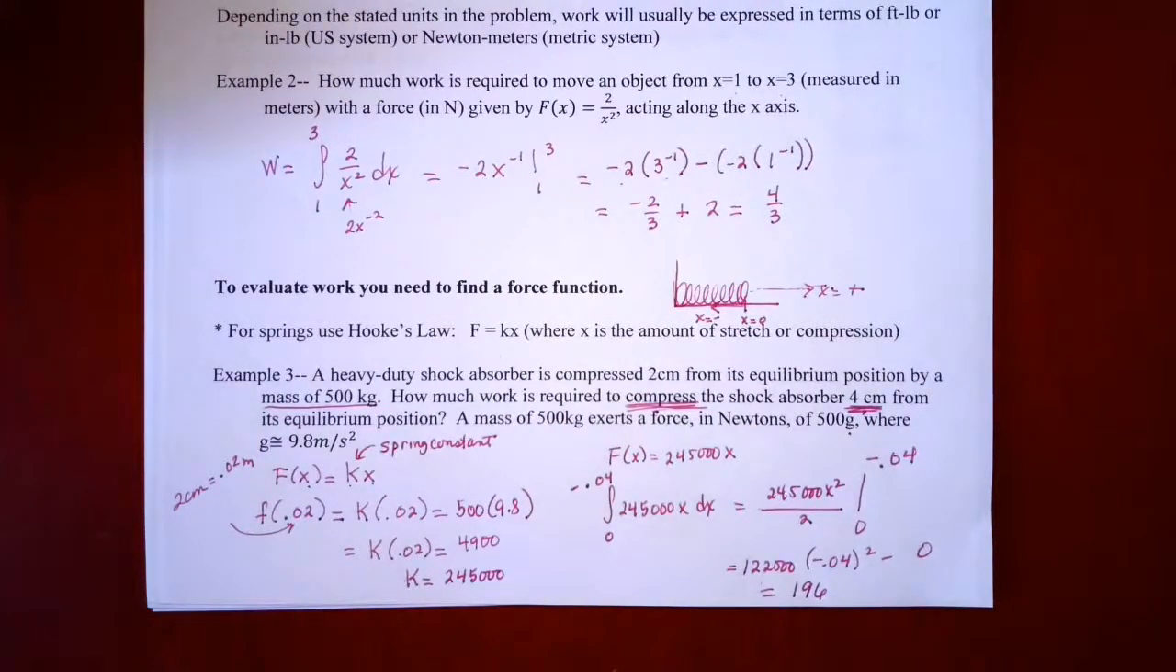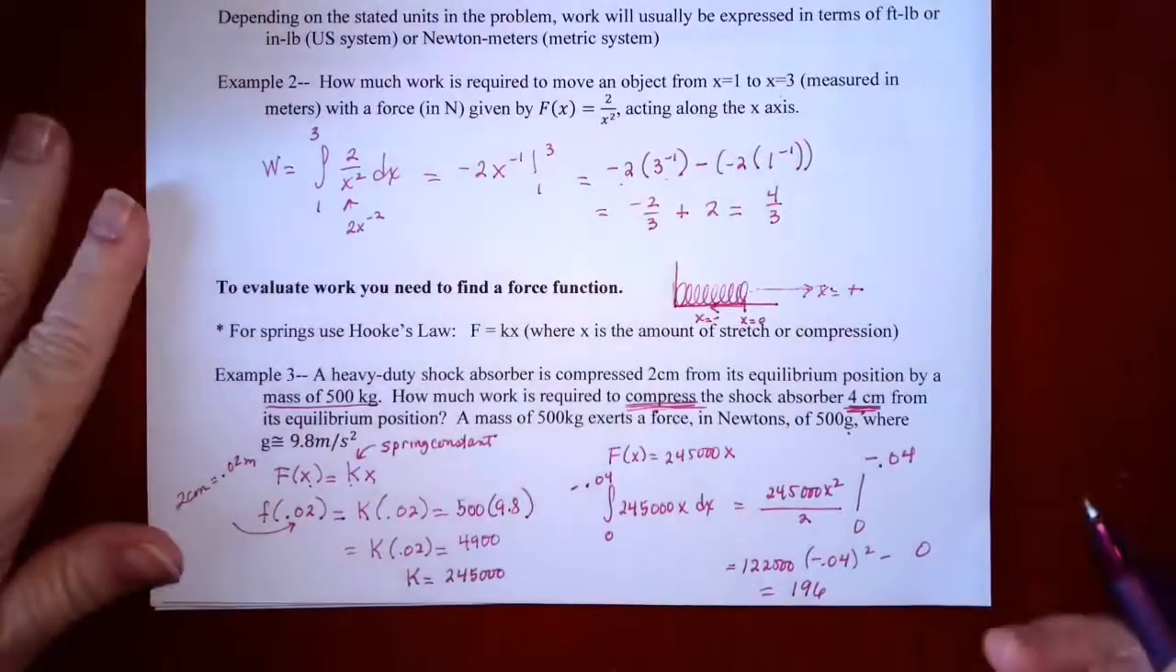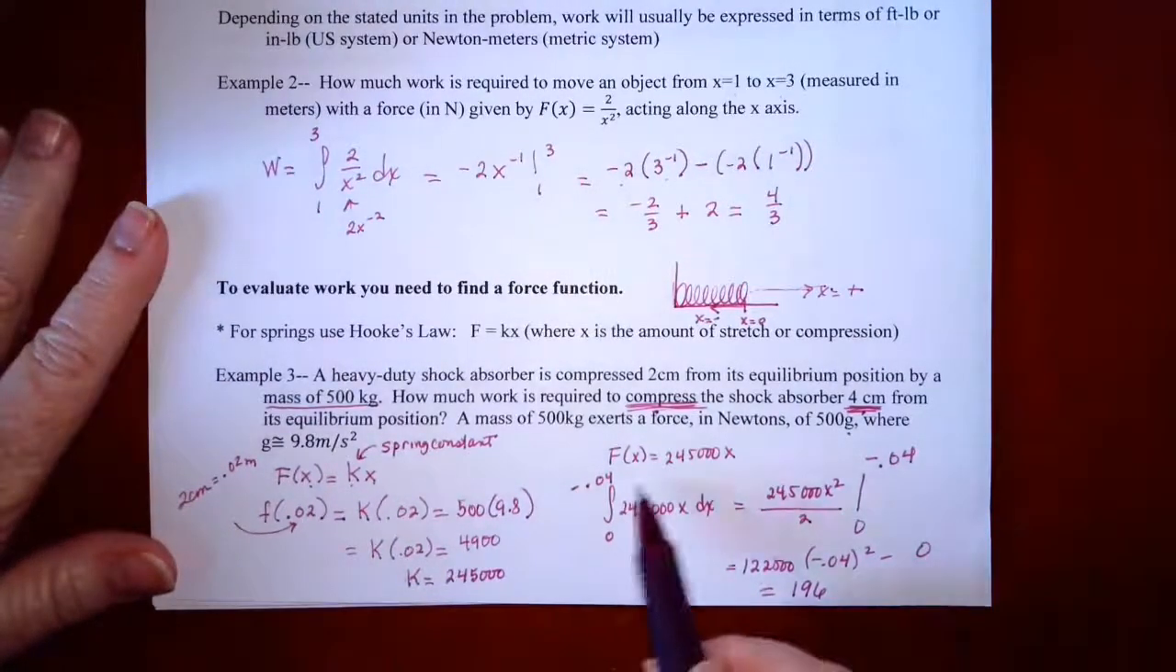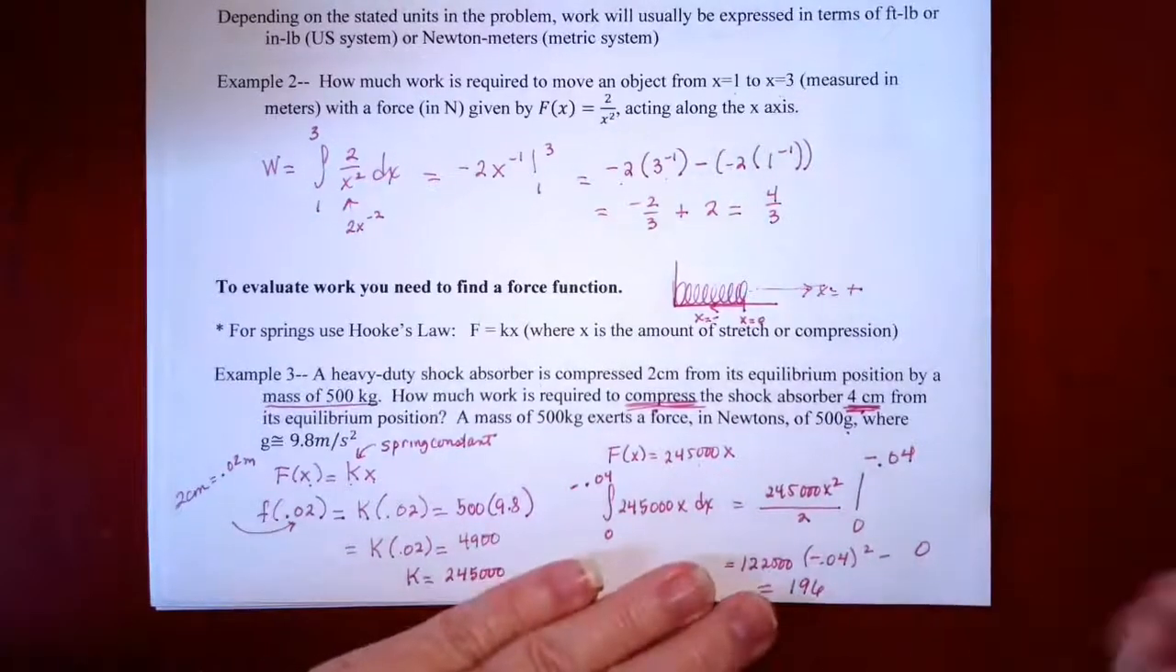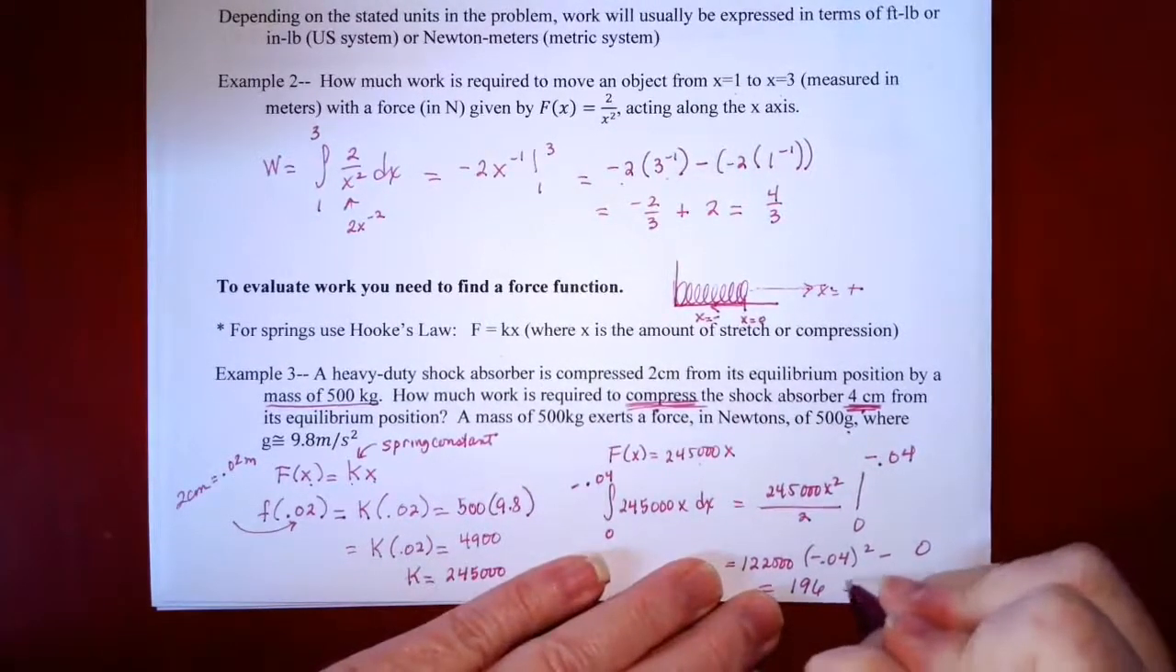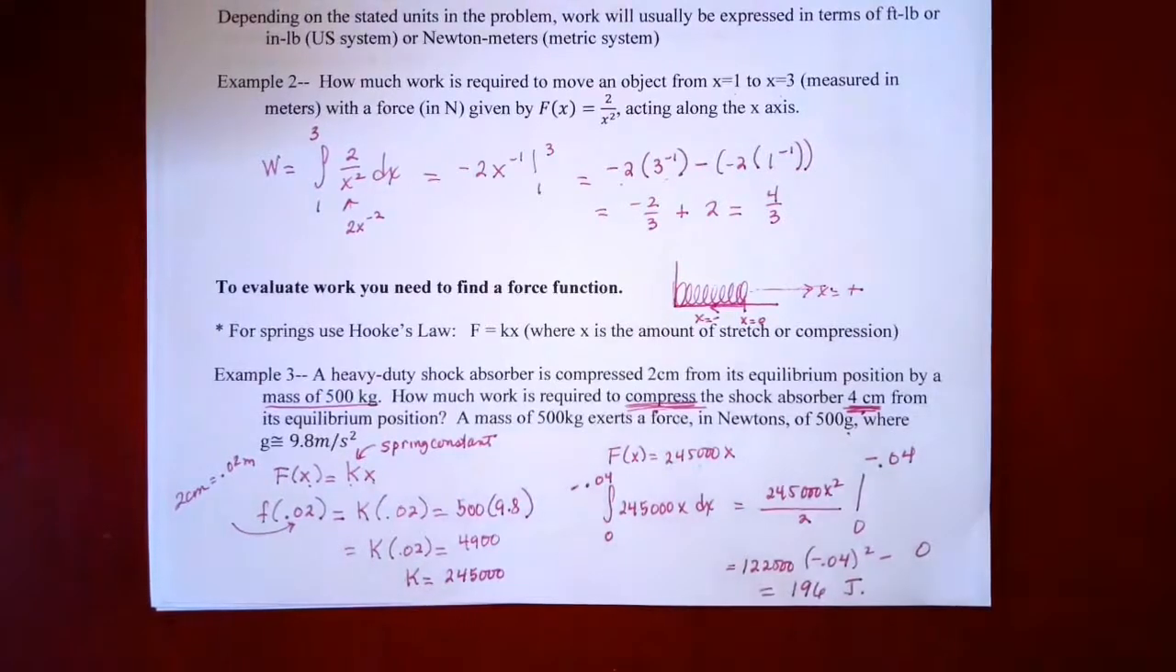Multiply that out. I think so. And so that would be 196 where the force was in terms of newtons and the distance was in terms of meters. So instead of writing newton meters, we'll typically write a joule.